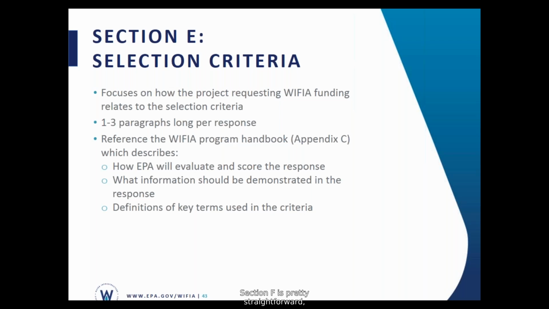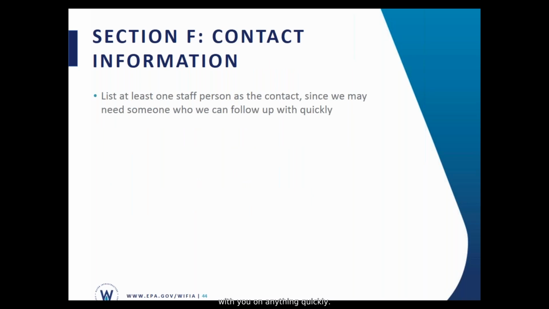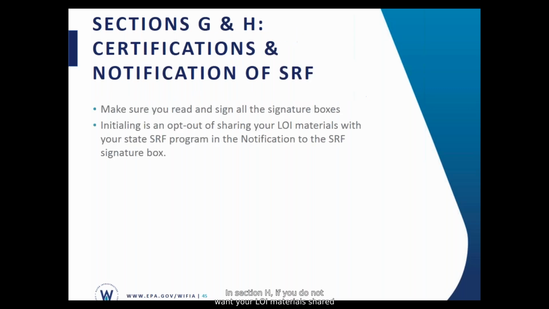Section F is pretty straightforward, but please make sure to include 1 staff person that is readily accessible in case we need to follow up with you on anything quickly. If you need to, you can add a 3rd contact as necessary. For sections G and H, make sure to read and sign all the signature locations. In section H, if you do not want your LOI materials shared with your SRF program, please initial where noted.